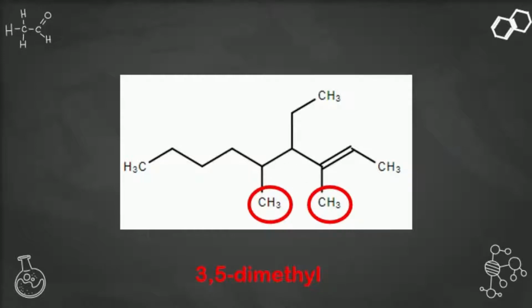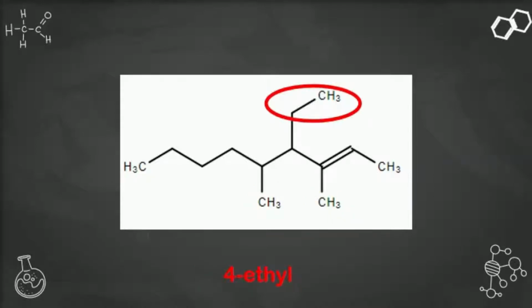So we have 3,5-dimethyl. Di would be the prefix since there are 2 methyls. So we have 3,5-dimethyl. Next we have 4-ethyl, because the ethyl is located at the 4th carbon. So counting from right again, 1, 2, 3, 4. We have 4-ethyl.